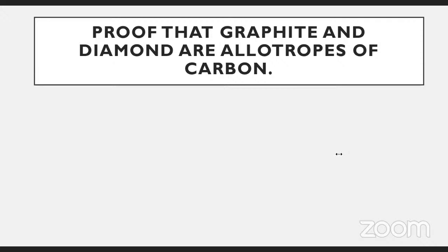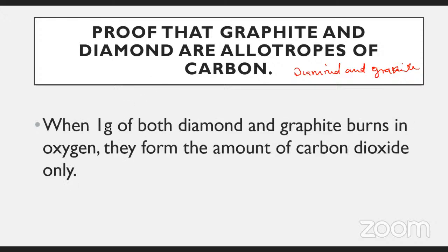Then from there we go to the proof that graphite and diamond are atoms of carbon. So we want to show why we say that diamond and graphite are made of carbon. How do we prove that? What we shall do is get 1 gram of both diamond and graphite. In other words, we get equal masses. Some books say equal masses.